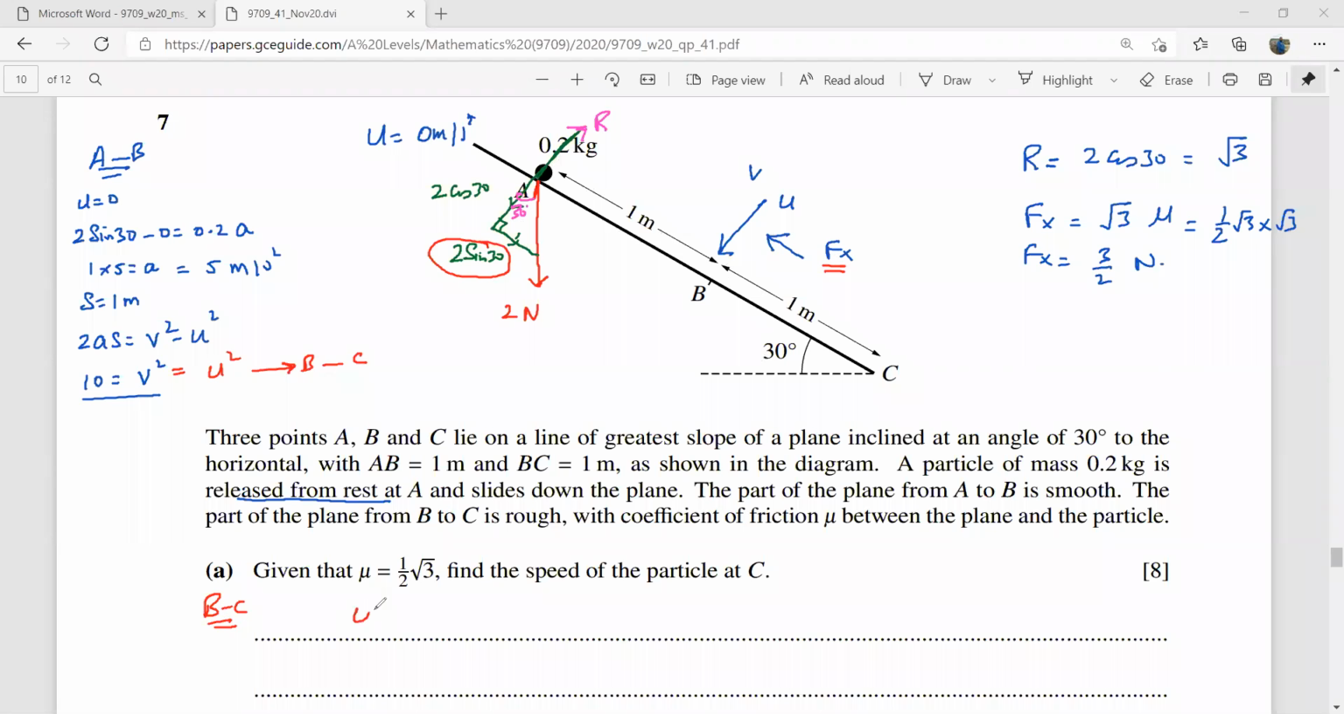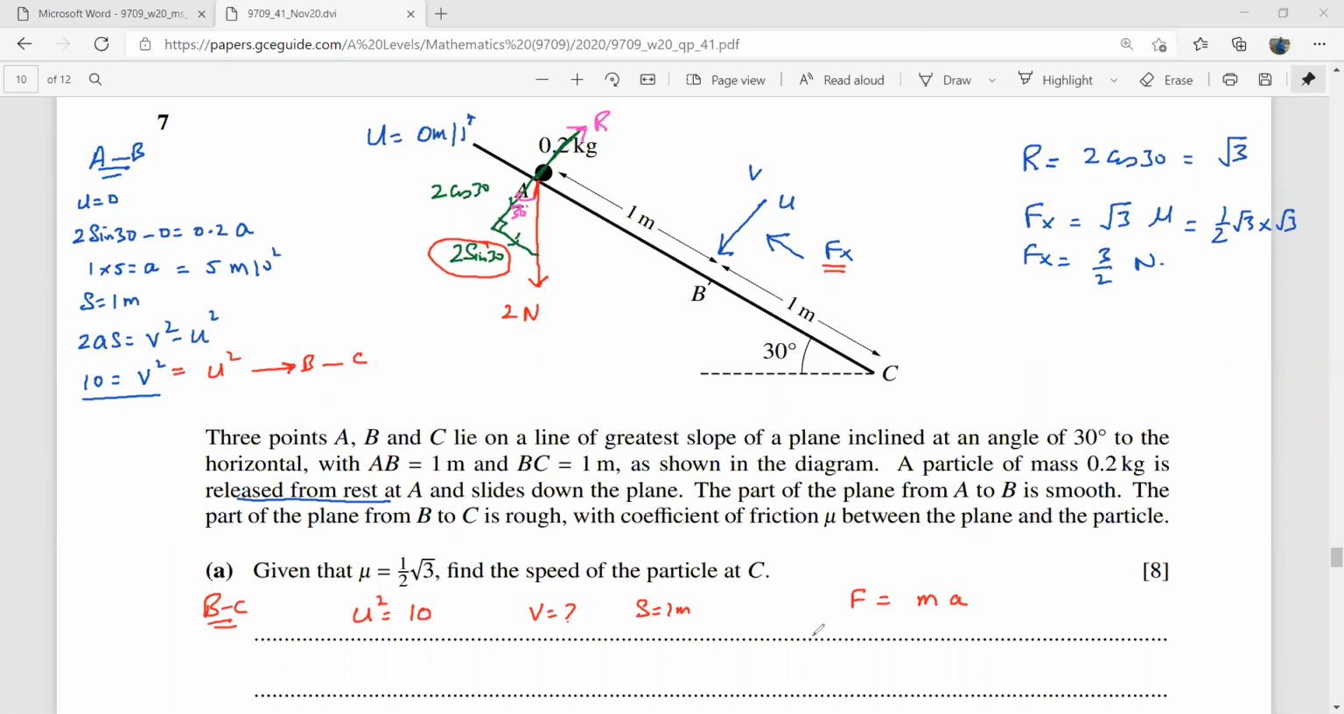We know that the initial speed is going to be, we need just u square, that is 10. We have to find the final speed. We have the distance, which is 1, but we have to find the acceleration. We'll find that through F equal to ma.